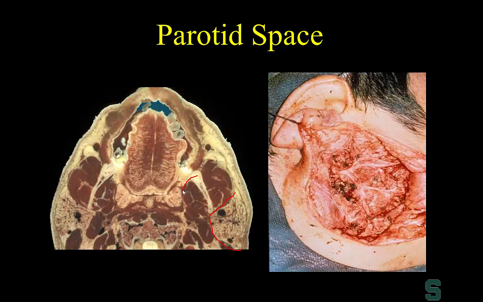Again, just to review, what space is located here? Masticator space? Good. What's the potential space that's located here? Yeah, retropharyngeal space, danger space, that's fine. Then what space am I contouring right here? Prevertebral space, exactly right. So when we look at the parotid space, again, I'm going to contour the parotid space on the opposite side. Everyone knows where the parotid gland is.